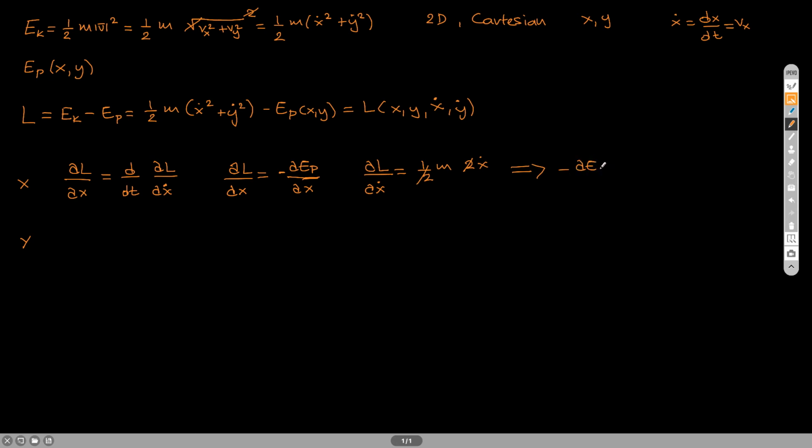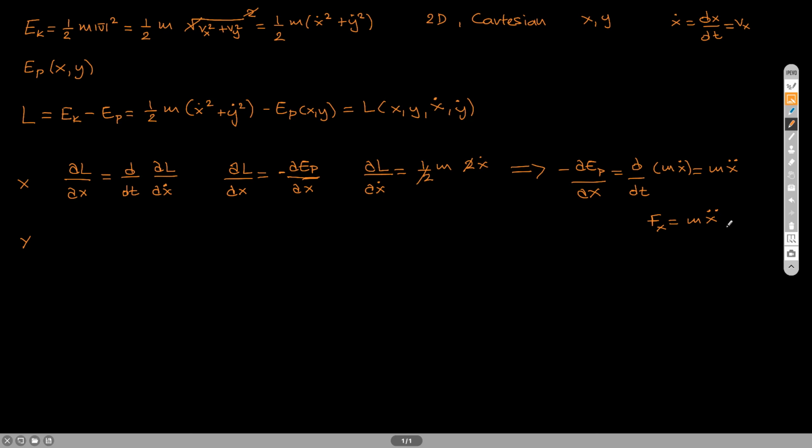The left side of Lagrange's equation becomes minus the partial of EP with respect to x, and the right side is d over dt of m x dot. But the mass is a constant, so this becomes m x double dot. Now, if I think about what this means, I know that the negative slope, the negative gradient of the potential energy with respect to x, this is simply the force in the x direction. So what I found is that the force is equal to m x double dot, or the force in the x direction is the mass times the acceleration in the x direction.